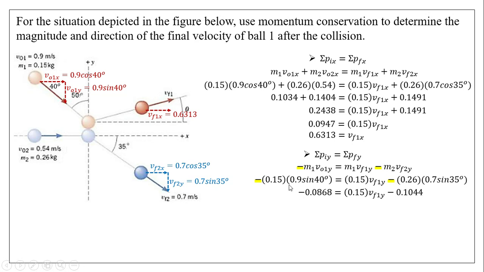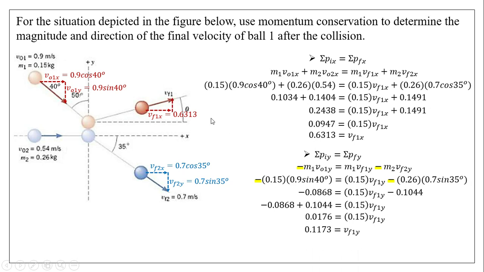All right, simplifying the left side gives us negative 0.0868, and then 0.6 times 0.7 times sine 35 will give you about 0.1044. To get VF1Y by itself, simply add this 0.1044 to the left side. If you add it, you'll get 0.0176. And then to get VF1Y by itself, divide both sides by 0.15. And then VF1Y is 0.1173.